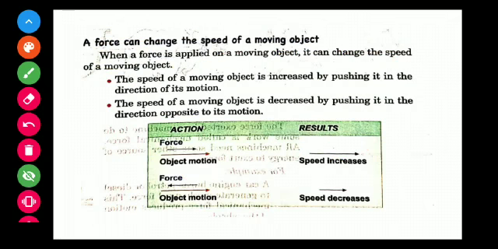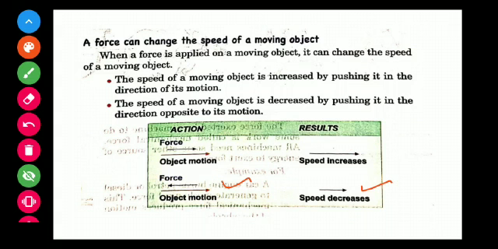Next, a force can change the speed of a moving object. So after application of force, we can increase the motion of the object, or decrease the motion of the object, and that depends upon the direction of application of force. If this is the direction of motion of the object, and we apply a force in the direction of motion of the object, then there is an increase in speed. And if we apply a force in the opposite direction of motion, this is the direction of motion and this is the direction of force, both are in opposite direction, then there is a decrease in speed.